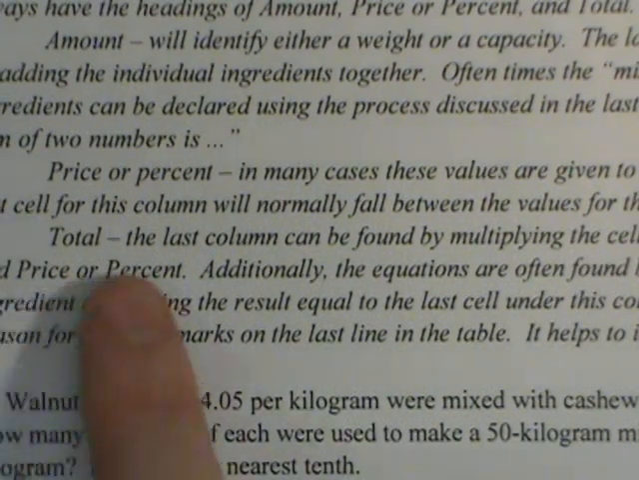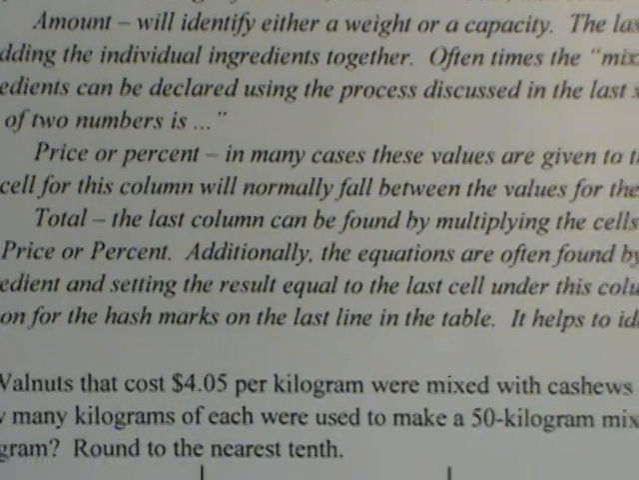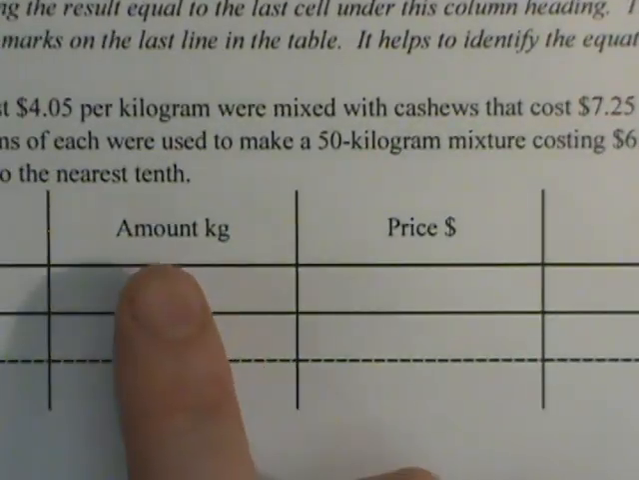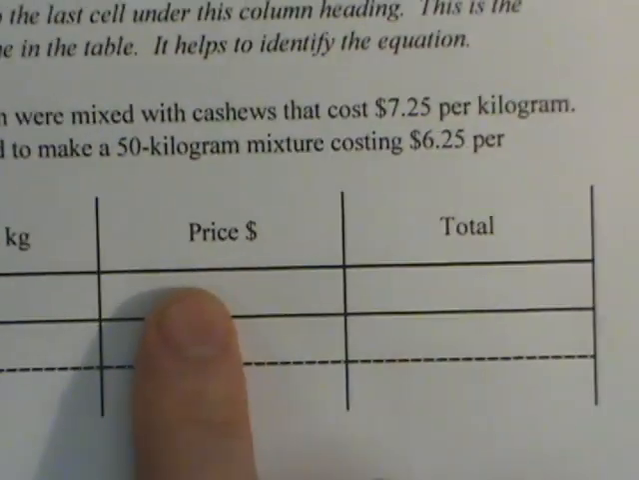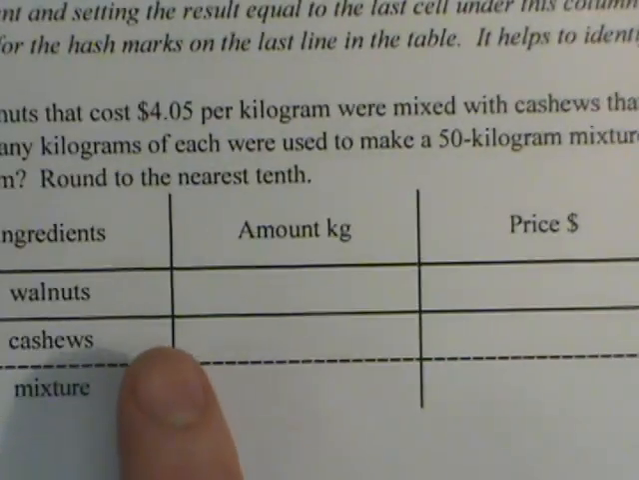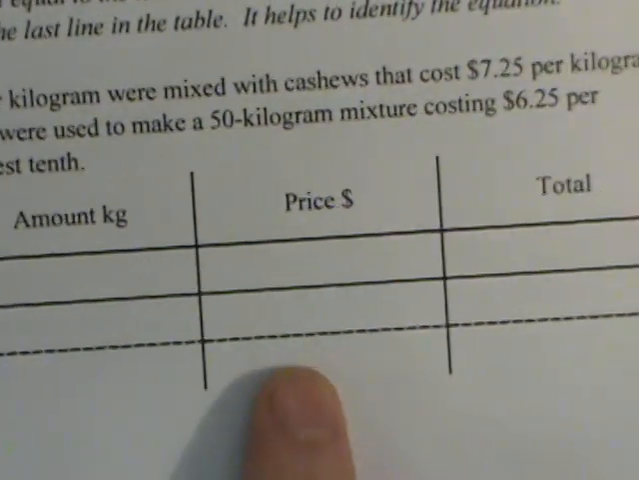And the last thing that we want to talk about, the total. The last column can be found by multiplying cells horizontally for both amount and price or percent. Additionally, the equations are often found by adding the totals for each ingredient and setting the result equal to the last cell under this column heading. This is the reason for the hash marks on the last line in the table. It helps identify the equation. And again, what I'm trying to say there is, once you have values in here and here, you multiply horizontally to find a value here for the total. Multiply horizontally to find a value for the total. And the same down here.